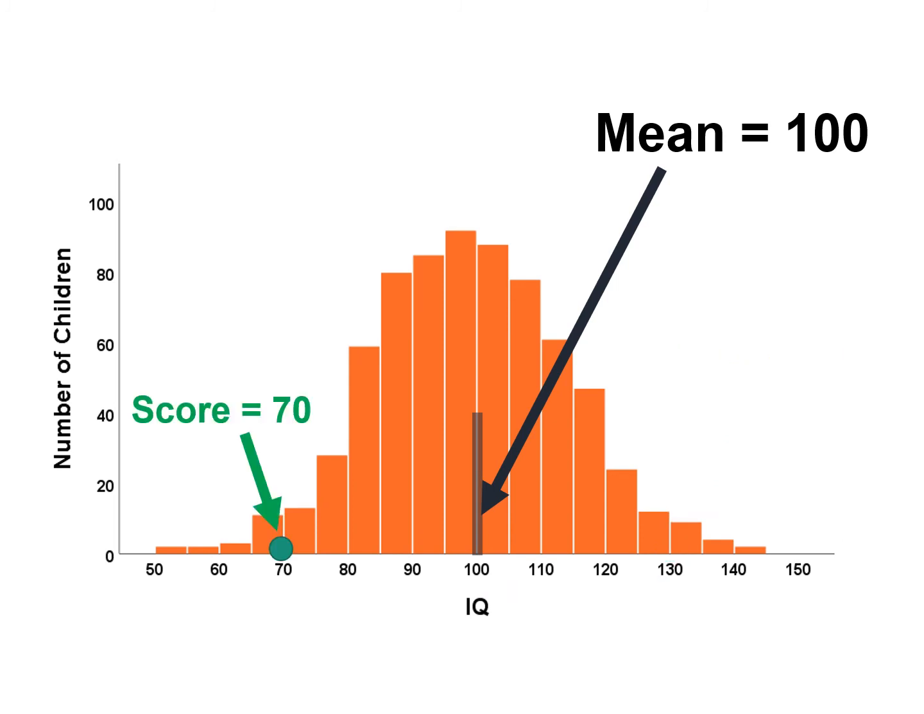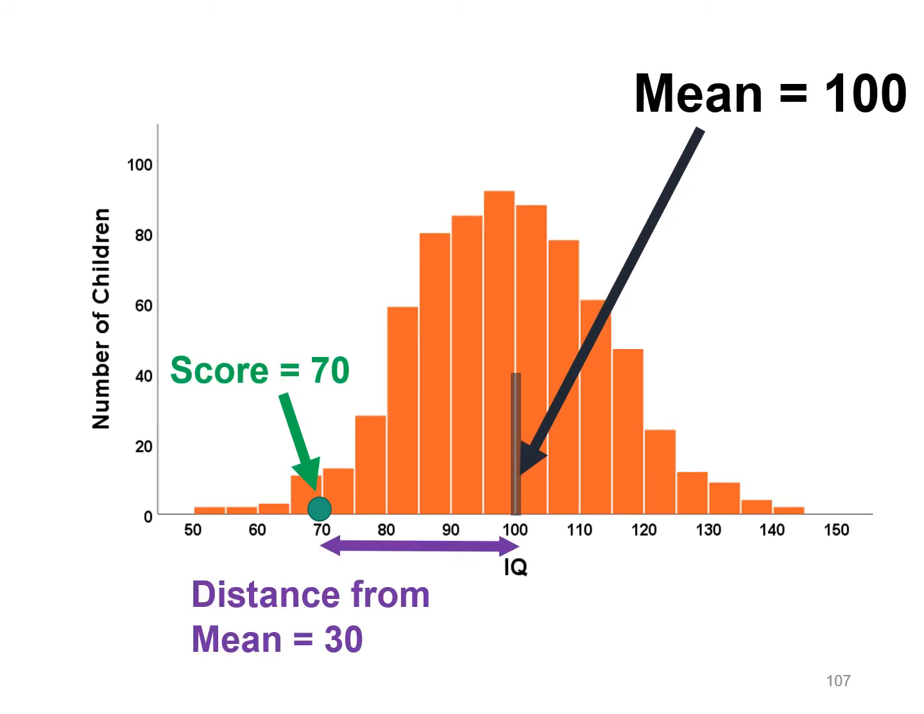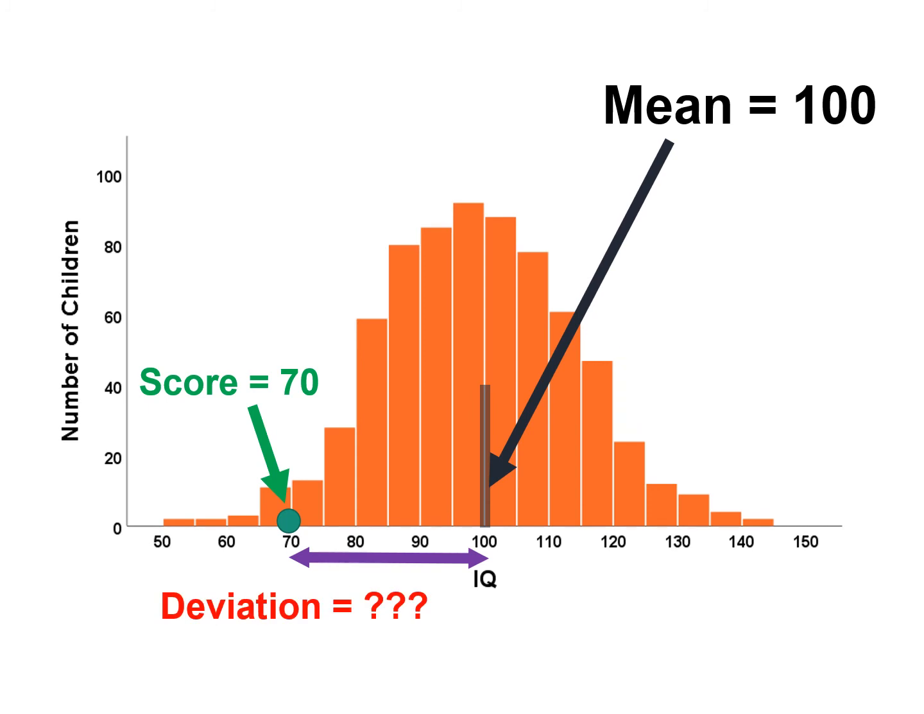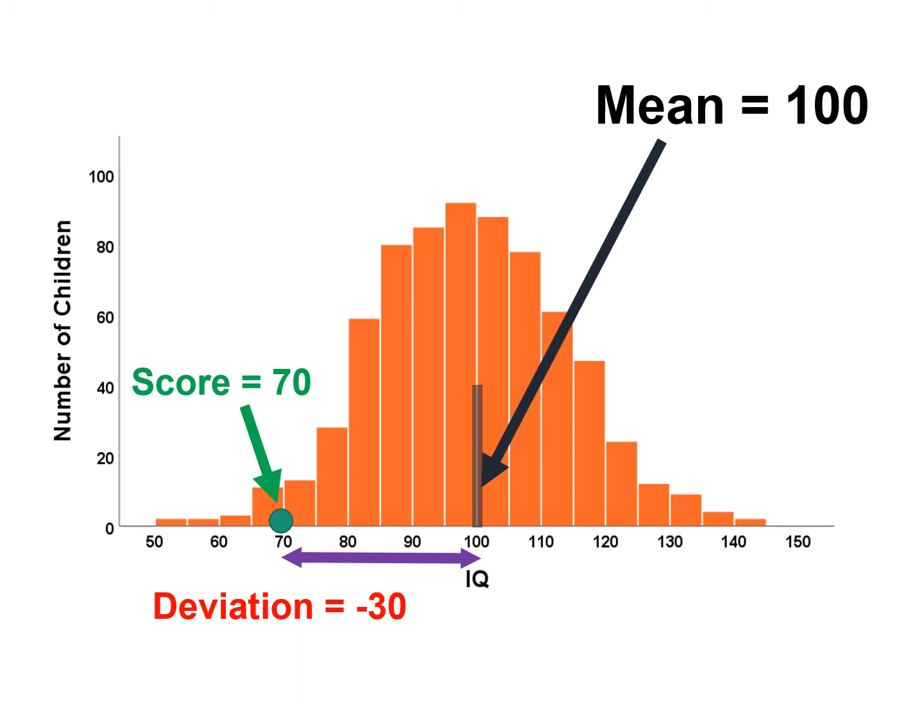Now let's look at this child who had an IQ score of 70. Their distance from the mean is 30. And what is the deviation here? Take a few minutes to jot down what that deviation would be. The deviation is negative 30 because 70 is less than the mean.